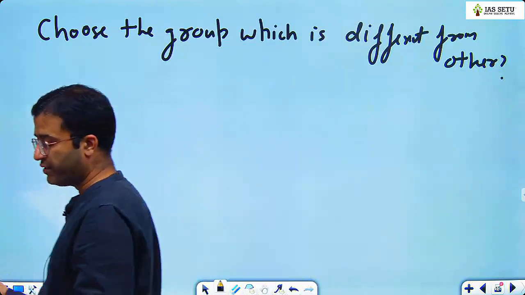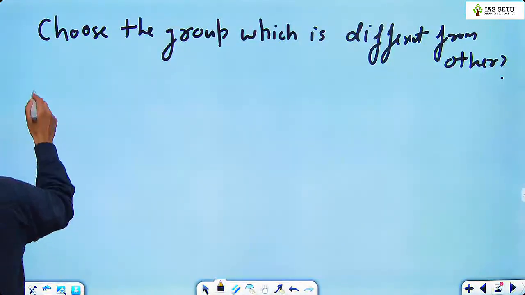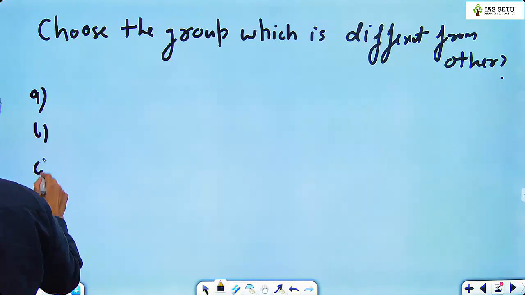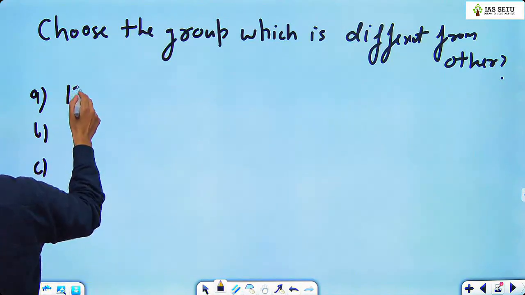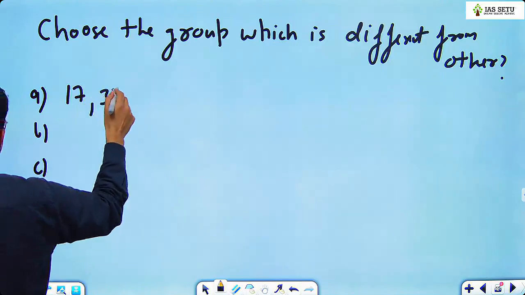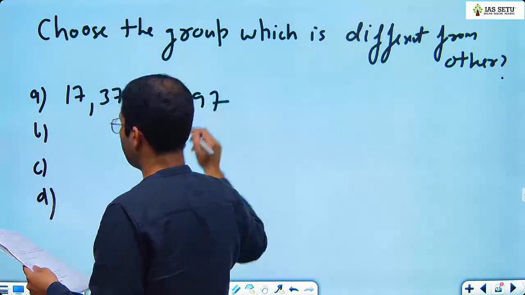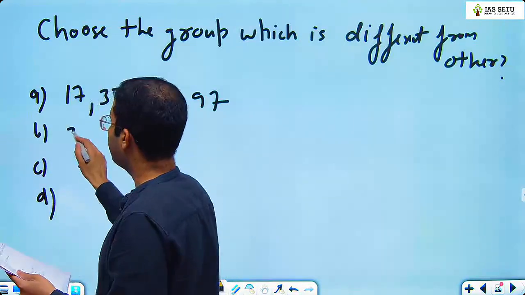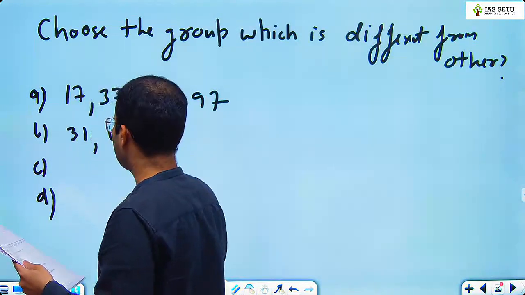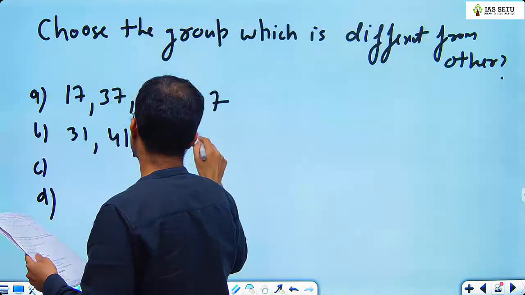Choose the group which is different from other. They have given 4 answers. उनमें से देखना कौन सा अलग है. In A they use 17, 37, 47, 97. In B they use 31, 41, 53, 67.